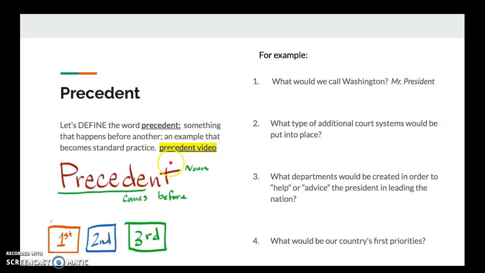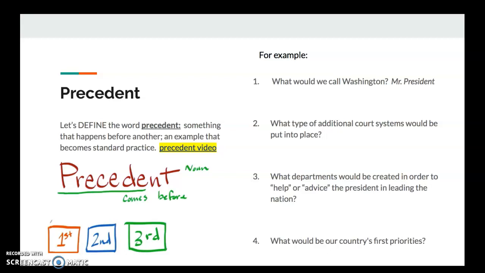All right, so precedent. A lot of the information in this section of chapter 9 talks about the idea of precedents. A precedent is something that happens before something else and becomes an example. Over here we have some examples of things you might not consider to be precedents. In our country, we don't call the president His Excellency or Your Highness or the Right Honorable Mr. Washington. We just call them Mr. President.